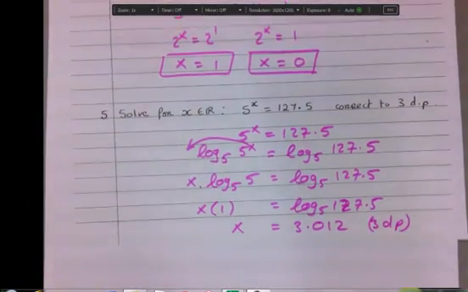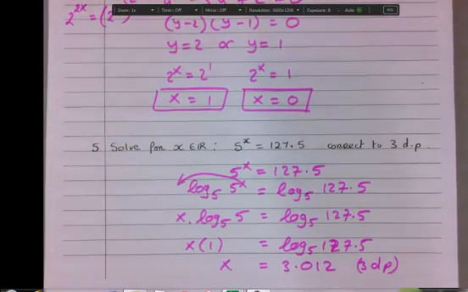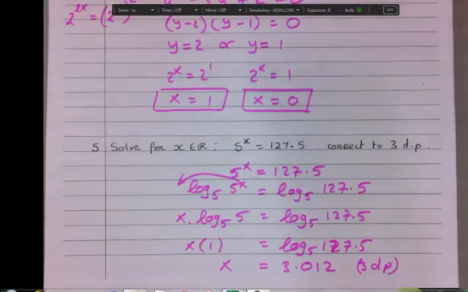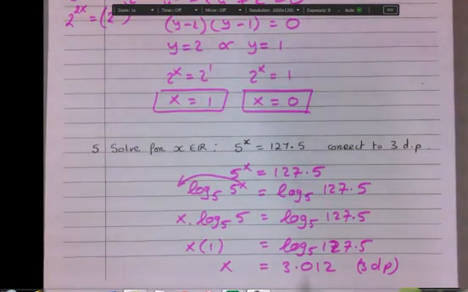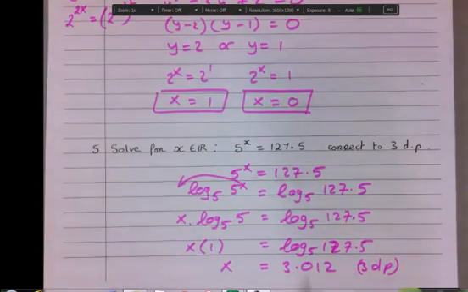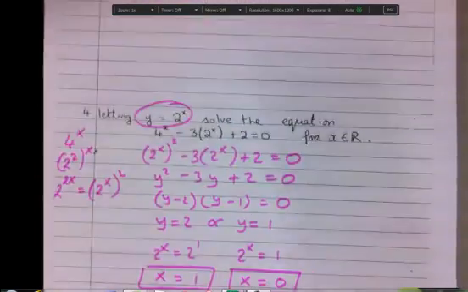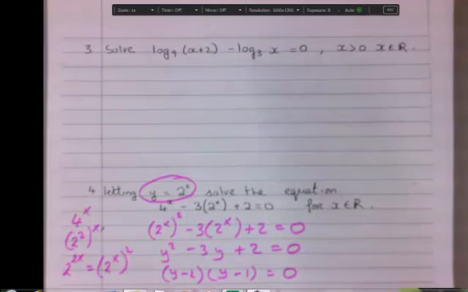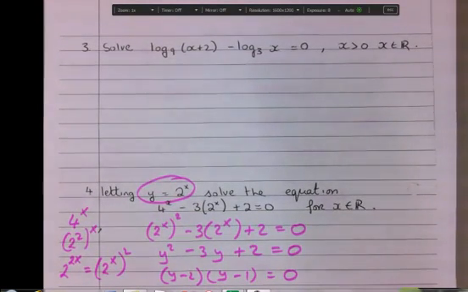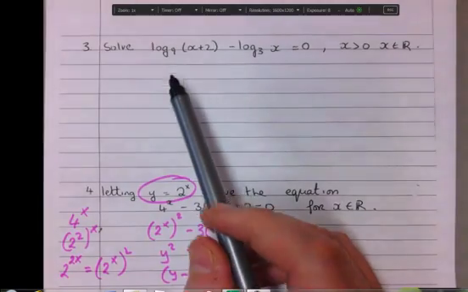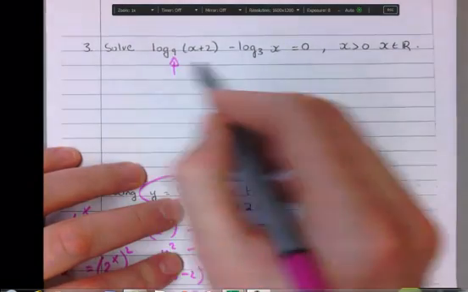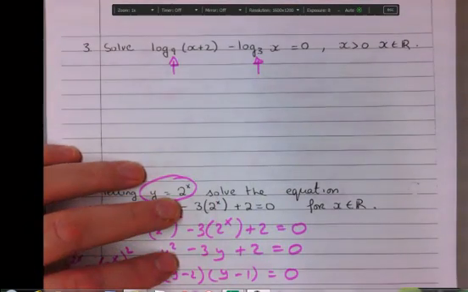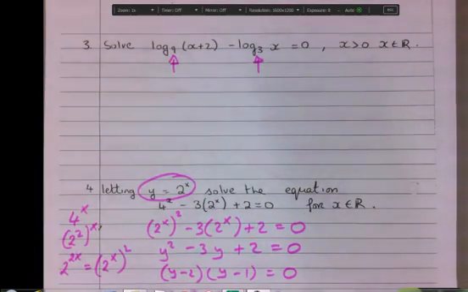Okay, so just to finish up, let's leave that there for a quick second, or you can pause it. Just to finish up, I want to talk to you about question 3. Some classes have done this before, it's a change of base, some classes haven't. So this is the question that you were asked in the test. It says, solve log to the base 9 of (x plus 2) minus log to the base 3 of x equals 0. The important thing to notice here is the bases are different. Because the bases are different, that stops me using any of my rules of logs. That's the basis of any of the laws of logs.